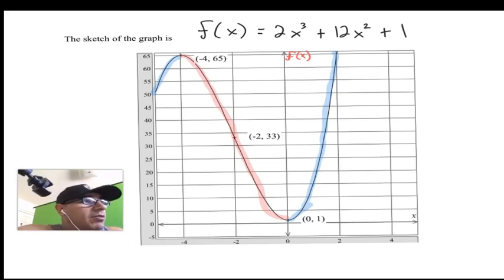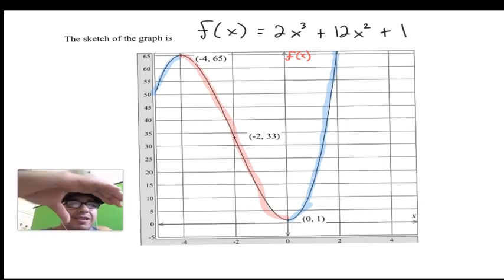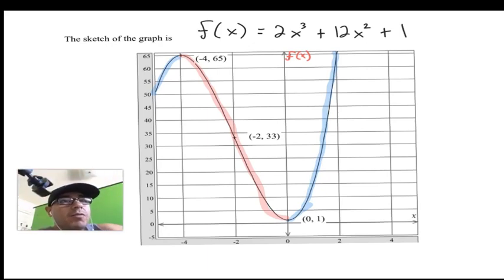Concavity. Let me do concavity here in green. Where is my graph concave down? Where does it look like a hand kind of facing downwards, like I'm spilling a cup of water? Well, we can see from -infinity all the way to this point of -2 right there. We can see our graph is concave down.